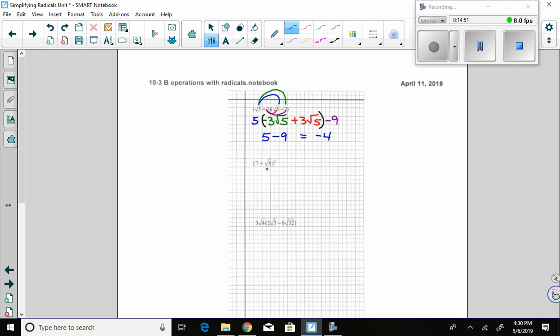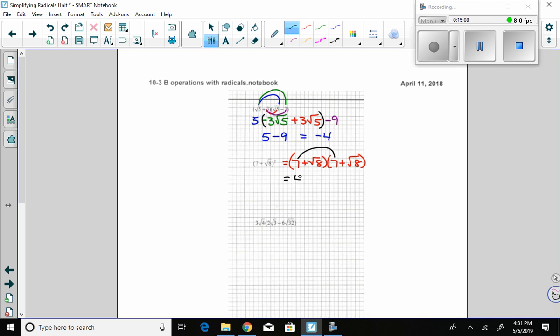This is 7 plus the square root of 8 quantity squared, which means I actually have this written out twice. That means 7 plus the square root of 8 times 7 plus the square root of 8. That's what that means. So again, let's go through step by step.